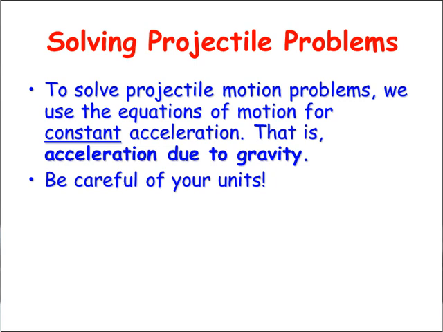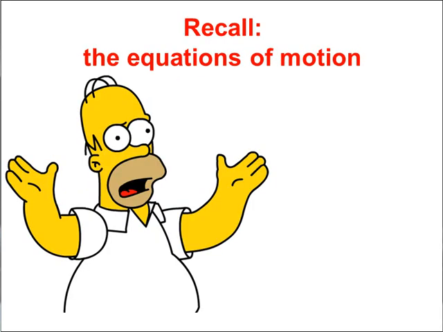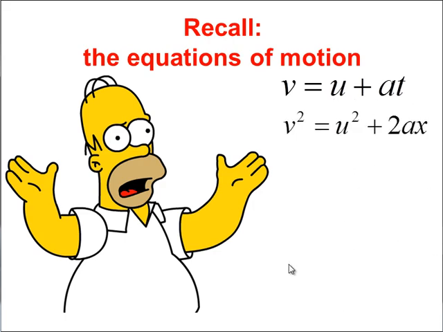So firstly, let's recall the equations of motion. There were three key equations that we use. v equals u plus at, so that's final velocity, initial velocity, acceleration and time. We have v squared equals u squared plus 2ax, where x is the horizontal or the vertical displacement depending on which way we're going, and x equals ut plus a half at squared. Using those three equations, you can solve any projectile problem if you have enough information to solve the problem.